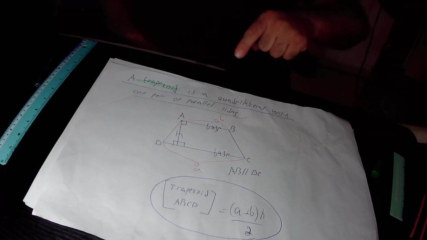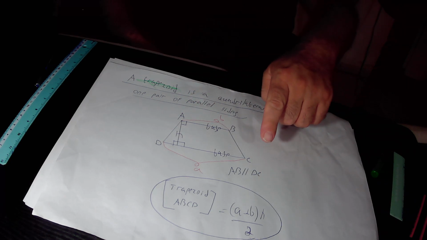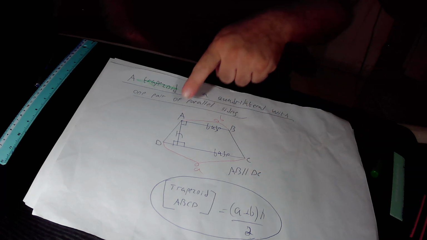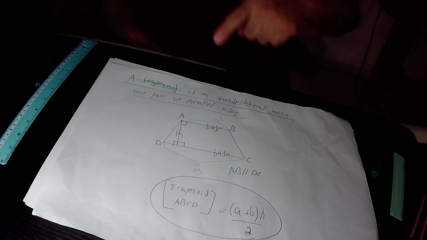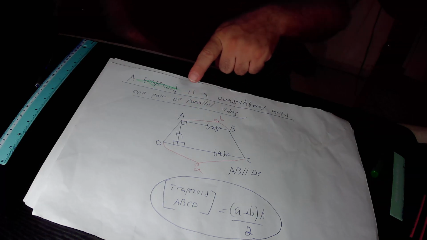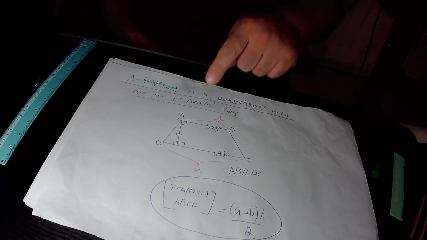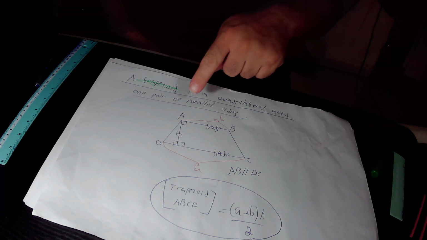Again, the area of trapezoid ABCD equals the sum of its two parallel bases, that is A plus B, times the height h over 2. The height h must make 90 degrees with the two parallel bases. Okay, so a trapezoid is a quadrilateral with one pair of parallel sides, and the area of a trapezoid is equal to the sum of its two parallel bases times the height over 2. And the height h must create 90 degrees with the two parallel bases.